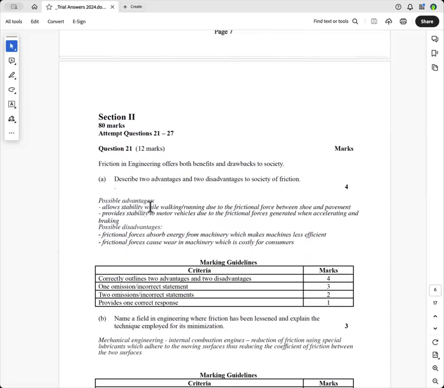So it allows stability while walking. So there's your statement. Due to the frictional force between shoe and pavement, it provides stability. It provides stability to motor vehicles due to the frictional forces generated when accelerating and braking. So that's a description of the advantages. The disadvantages: frictional force absorbs energy from machinery, and here is the qualifying aspect, which makes machines less efficient. Frictional forces cause wear in machinery, and this is a description because you've got this qualifying statement here, which is costly to consumers.